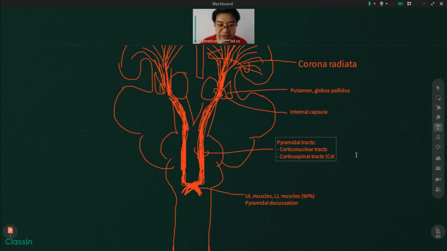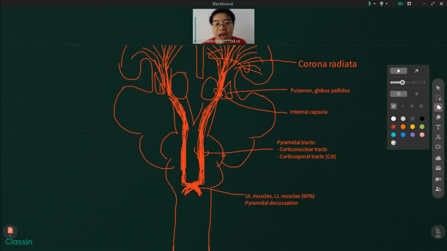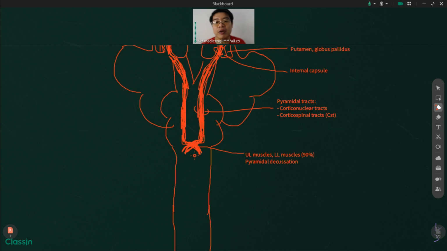These corticospinal tracts are very, very important. Let's abbreviate it CST. Before they become CSTs, 90% of the fibers are going to cross over at the brainstem, at the inferior most point of the medulla, at the pyramidal decussation, and those are the fibers that are going to innervate the upper limb and lower limb muscles. And so those guys are going to run laterally within the spinal cord.